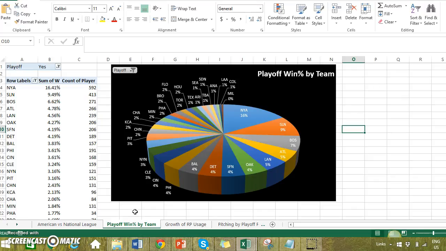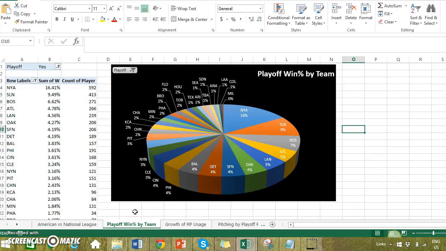Hopefully they can win. But continuing on with this data set, I've pulled 130 years' worth of pitching data, and I was able to compile the following views to tell unique stories about the way that the sport has changed. This first view that I compiled is playoff win percentage by team.